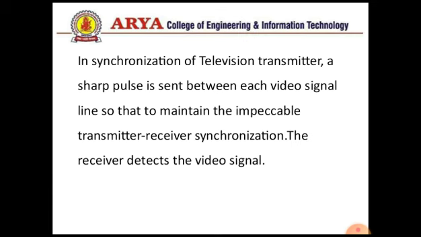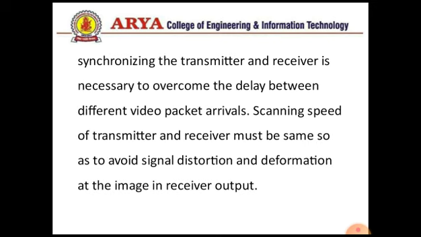In synchronization of a television transmitter, a sharp pulse is sent between each video signal line so as to maintain impeccable transmitter-receiver synchronization. It's very important, because if there is no synchronization, then the transmitter will transmit the signal, but the receiver is not able to receive it. The receiver detects the video signal on the basis of synchronization between transmitter and receiver.